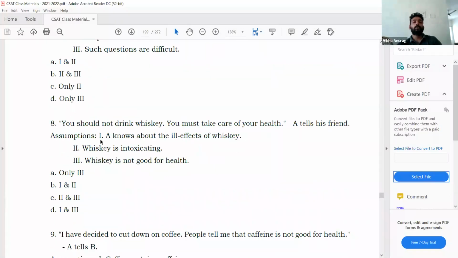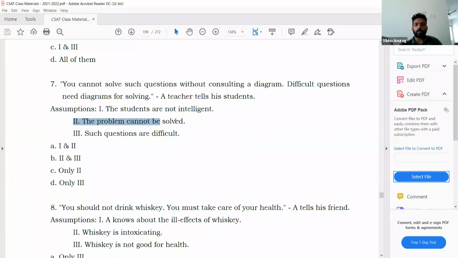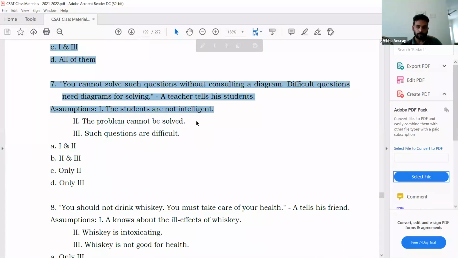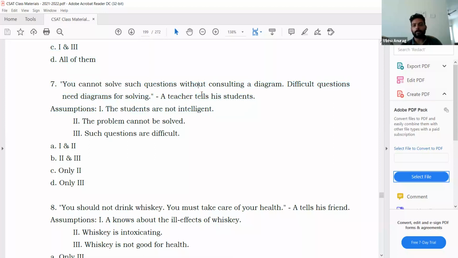Then the 8th one, you should not. The second statement won't come because it's not true, right? The problems cannot be solved. But the second statement is saying it cannot be solved. If it is difficult, does it mean it cannot be solved? No. He's saying you cannot solve such questions without consulting a diagram. Which means if you use a diagram, you can solve them. So then 2 is wrong. He's saying it's difficult. He's not saying it's impossible. Got it? The second statement is wrong.